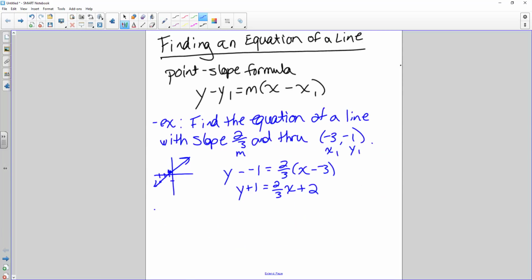And then I usually go one more step because a lot of times I want to have my answer in slope-intercept form. So I'm going to subtract 1 so that I have y alone, and I get y equals 2/3 x plus 1. And then looking at my sketch, that makes sense that my y-intercept is 1, slope of 2/3.